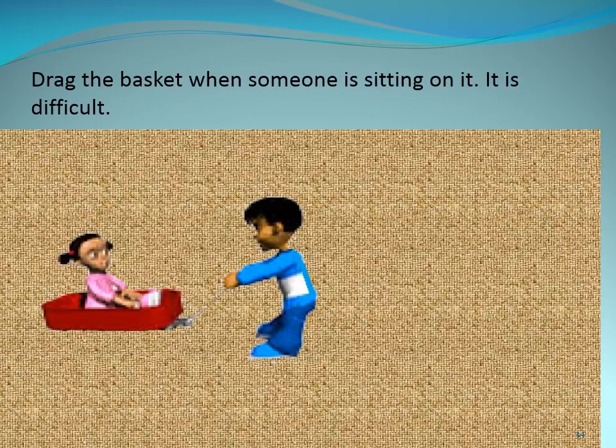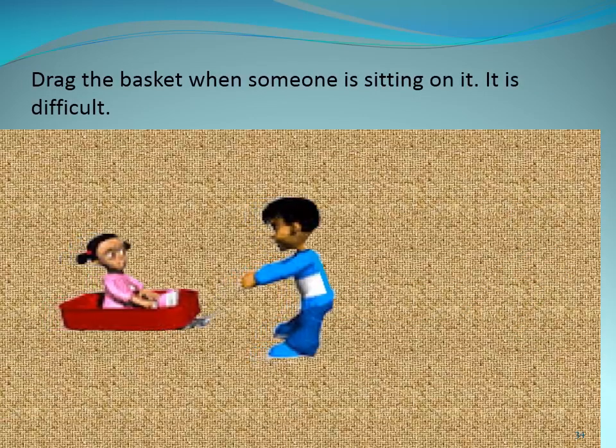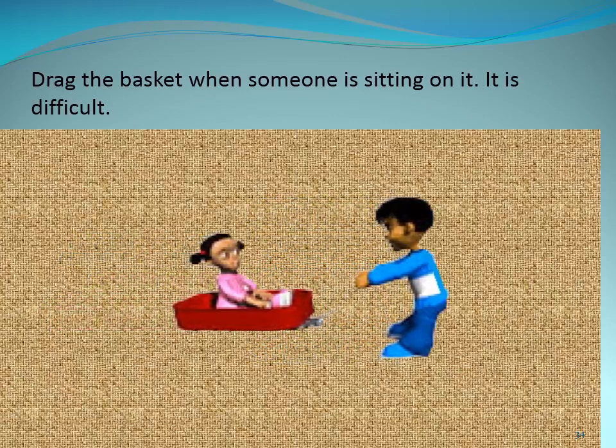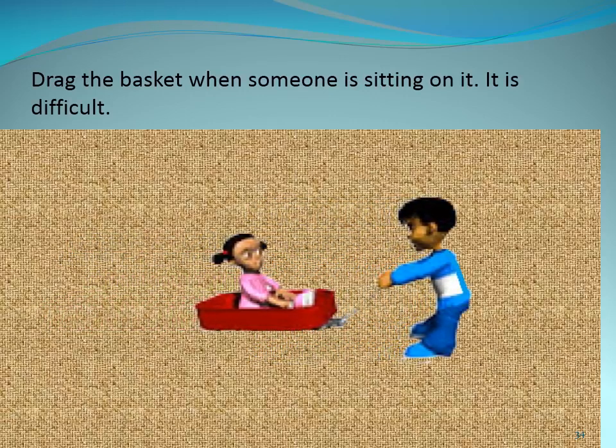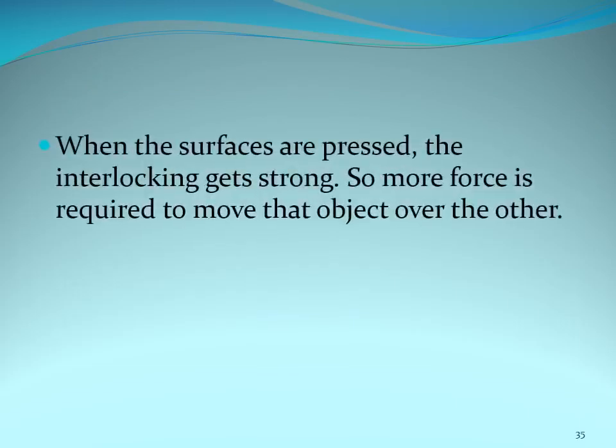Then try to drag the basket when someone is sitting on it. It is difficult, isn't it? You will find it difficult to drag the basket when there is weight or someone is sitting on it compared to empty basket. The experiment shows that when the surfaces are pressed harder, the interlocking gets strong. So more force is required to move that object over the other.